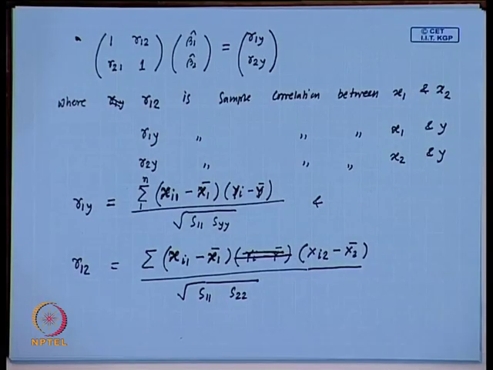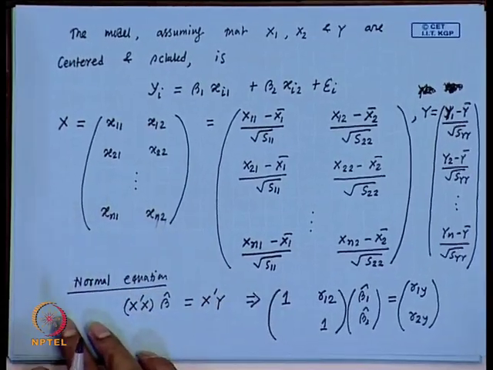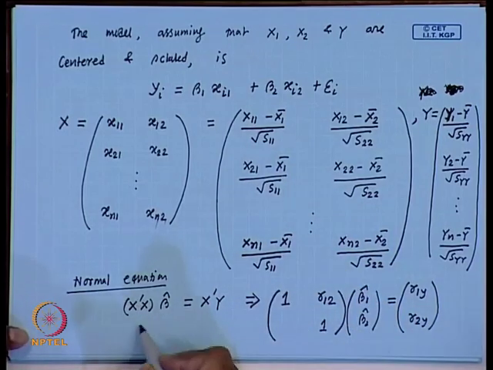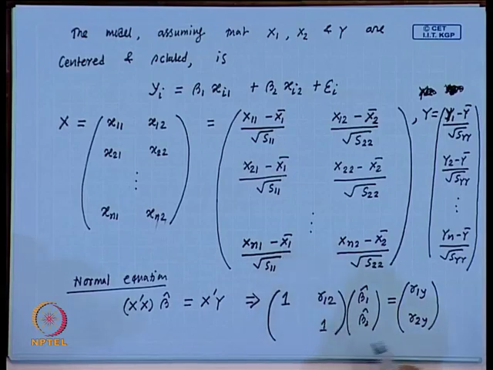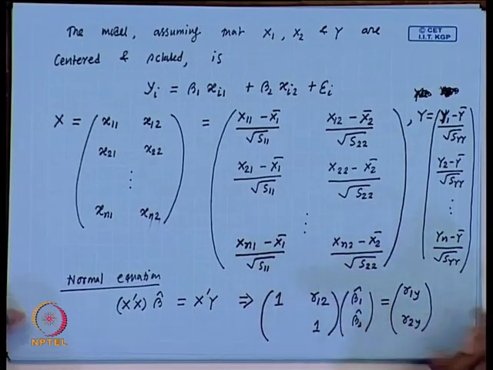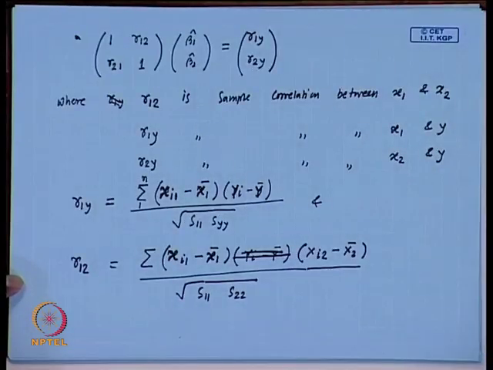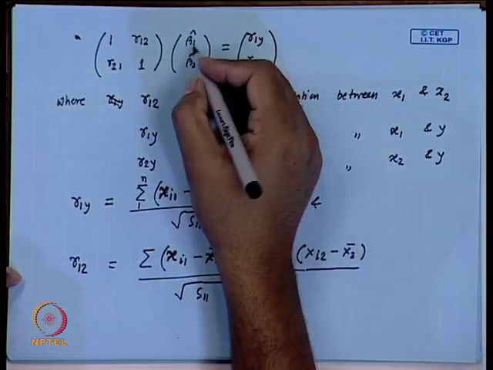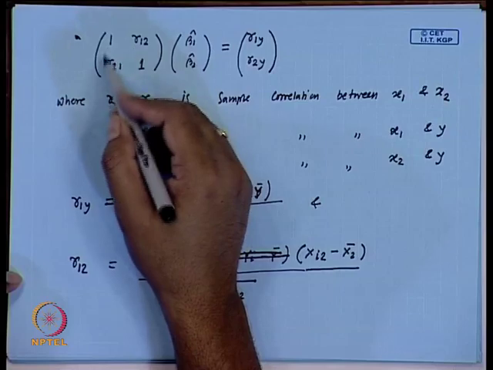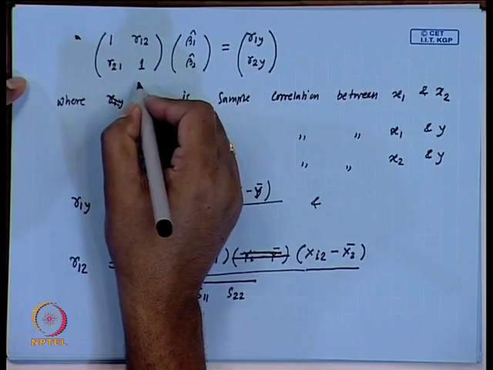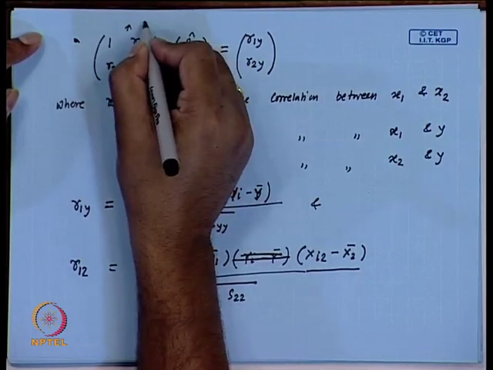Okay. So, you can check with the original X matrix now. This is the X matrix for the transformed data. And then you can check why X prime X is equal to this. You know what R12, R1y and R2y are. So, you can check why this element is R 1 2, that is the sample correlation between the regressors x1 and x2. Okay. Now, to get beta 1 hat and beta 2 hat, we need to compute the inverse of this matrix. This matrix is called the correlation matrix. Okay. This X prime X matrix is now called the correlation matrix.